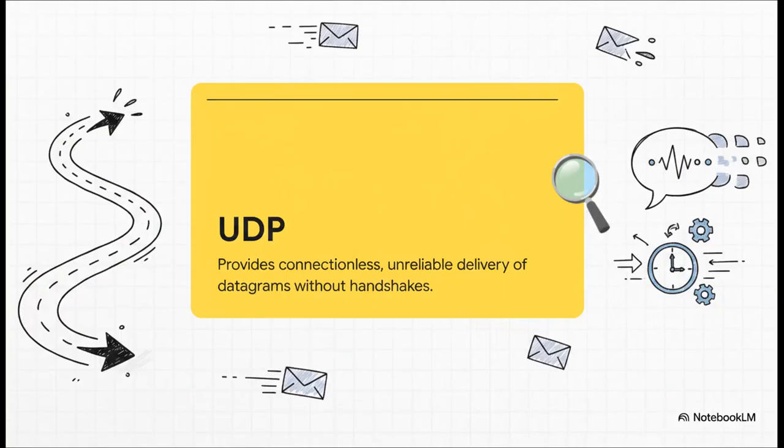But what if you simply don't have the time for a meticulous three-step handshake? Enter UDP. Unlike TCP, UDP is built for sheer speed. It gives you connectionless, unreliable delivery. No handshakes, no acknowledgments, no retransmissions. Now, you might be thinking, why would we ever want that? Well, in latency-sensitive applications, think video conferencing or online gaming, a packet that arrives 200 milliseconds late is actually worse than useless. By the time it gets there, the conversation has already moved on.